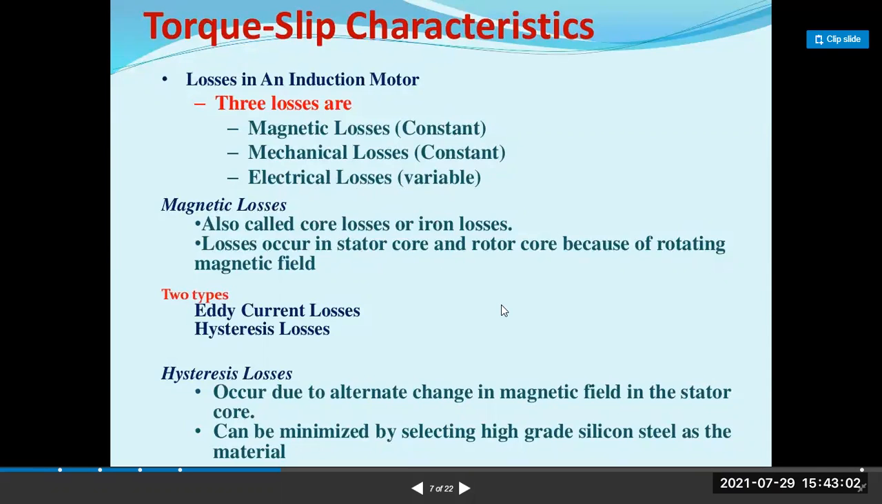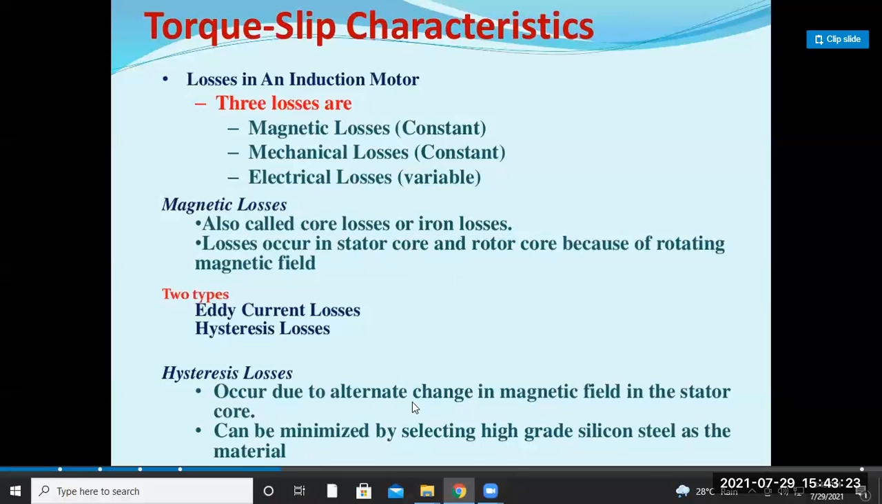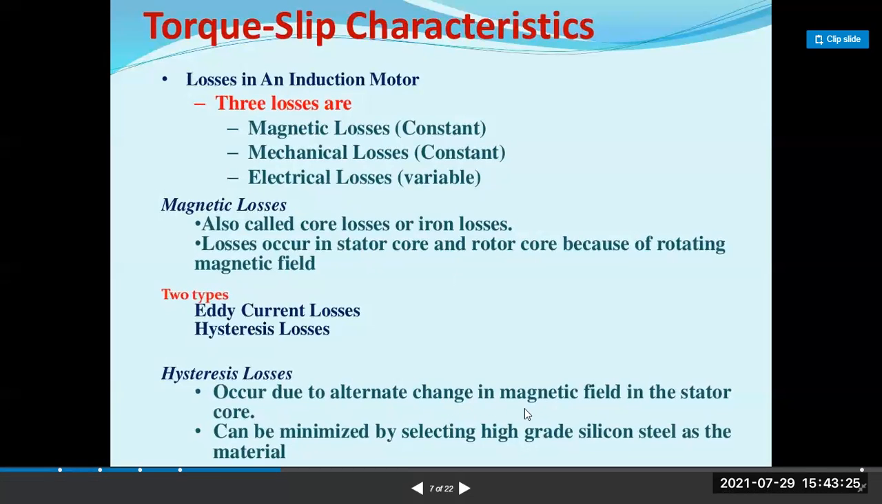Then the explanation part is given here. The magnetic loss, also called core loss or iron loss, occurs in the stator coil and rotor coil because of the rotating magnetic field. So core loss is related with the combination of hysteresis loss and eddy current loss. In the induction machine, the hysteresis loss occurs due to the alternate change in magnetic field in the stator core.